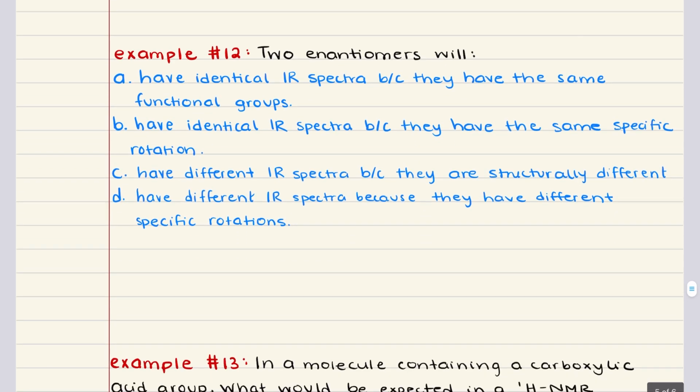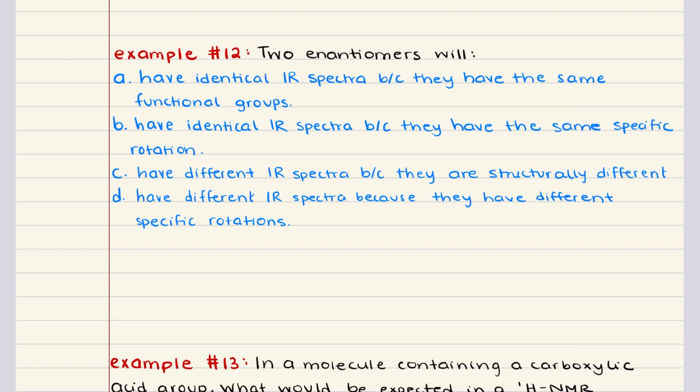Problem 12 says, 2 enantiomers will blank. A says have identical IR spectra because they have the same functional groups. B says have identical IR spectra because they have the same specific rotation. C says have different IR spectra because they are structurally different. And D says have different IR spectra because they have different specific rotations.